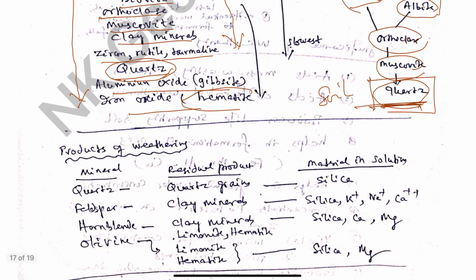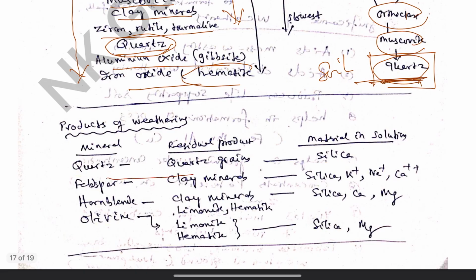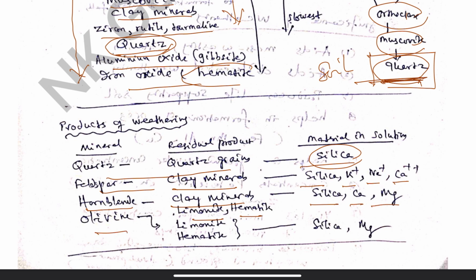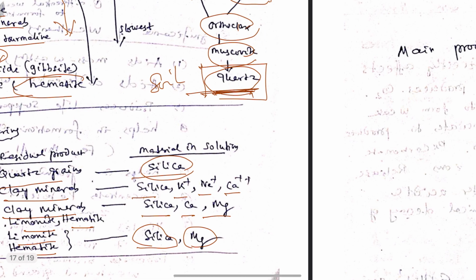And let us have a look at the products of weathering. Quartz produces quartz grains and it produces silica in solution. Feldspars produce clay minerals. Silica, potassium, sodium, calcium ions are produced in solution. Hornblende produces clay minerals, limonite and hematite, and produces silica, calcium, magnesium in solution. Olivine produces limonite, hematite, the final product of olivine, and it gives rise to silica, magnesium in solution. So these are the products of weathering.